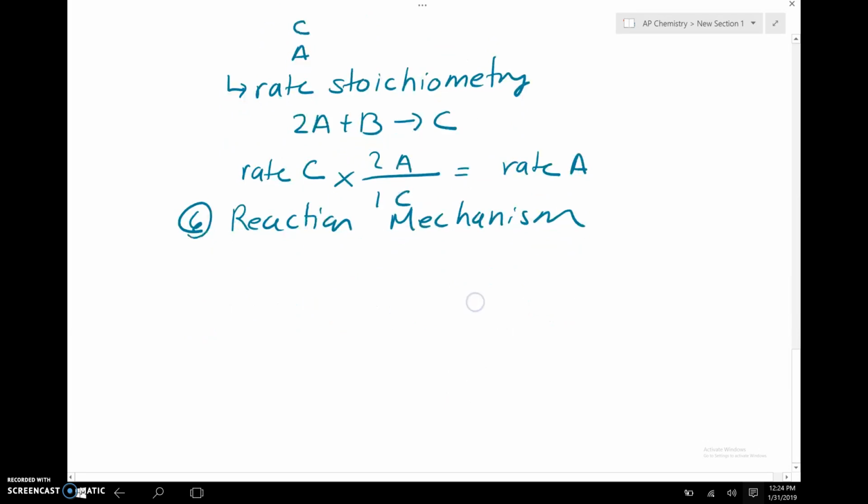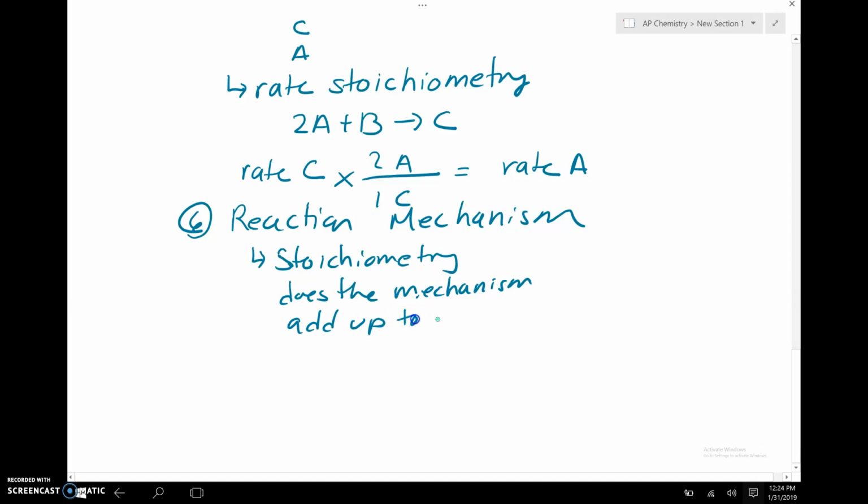And then the last thing that they might ask us about is a reaction mechanism. With the reaction mechanism, remember you always want to check 2 things. First, you check the stoichiometry, which means you check, does the mechanism add up to the overall reaction? If it does, it's a possible mechanism. If it doesn't, then you can cross that mechanism out as not being possible for the overall reaction.